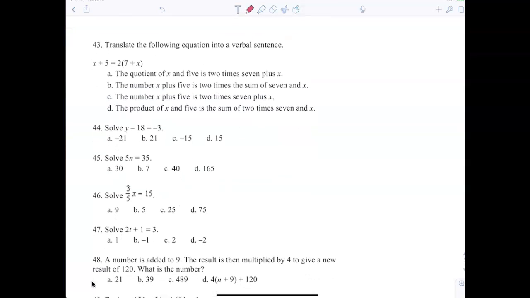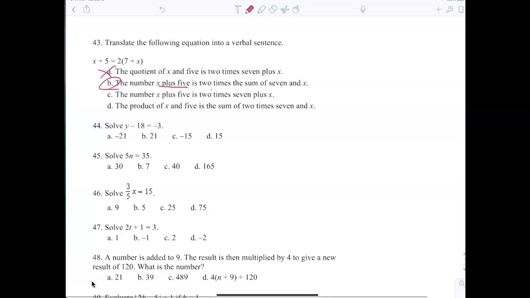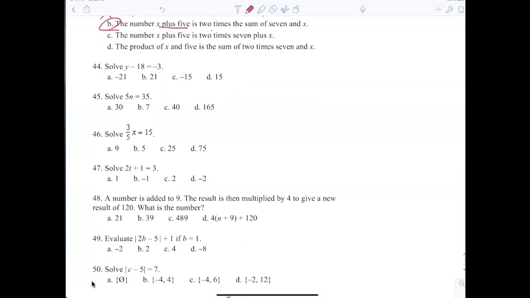Translate the following equation. Is there a quotient here? No. A number x plus 5, that's good so far, is 2 times the sum. Everybody happy with it being B? Everybody good with that? All right, 44. We're adding 18. So the correct answer was what? 15. Dividing by 5, answer is 7.